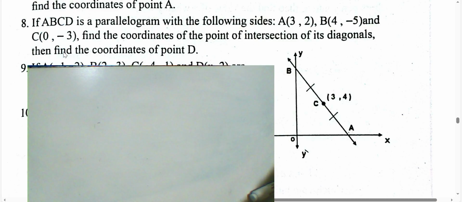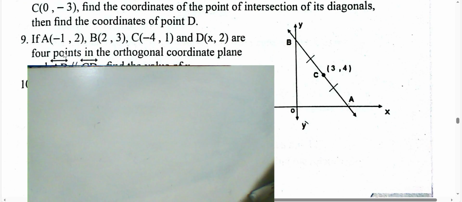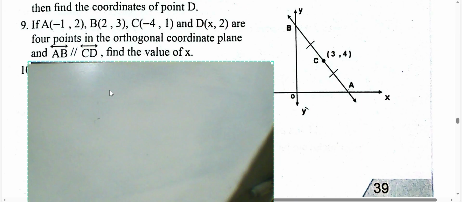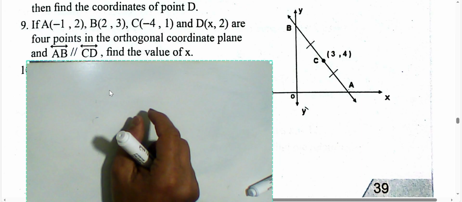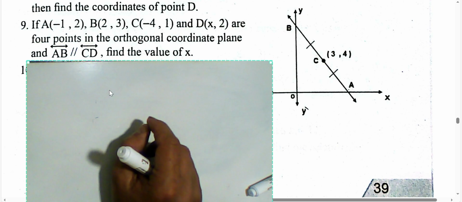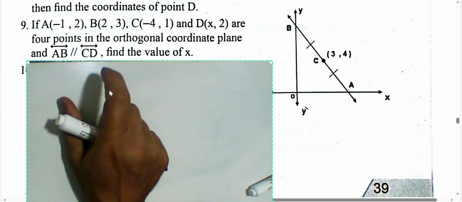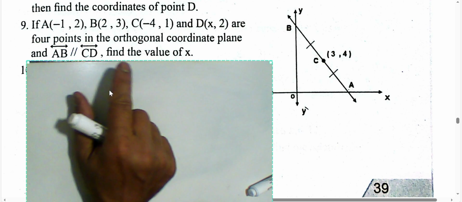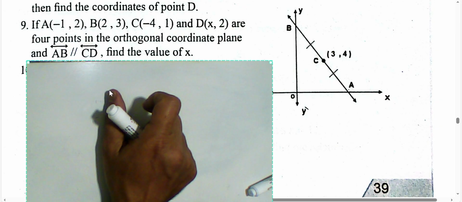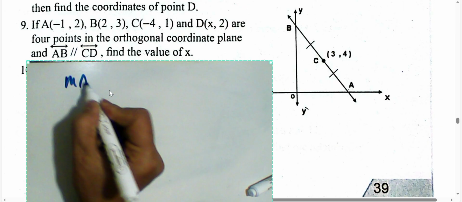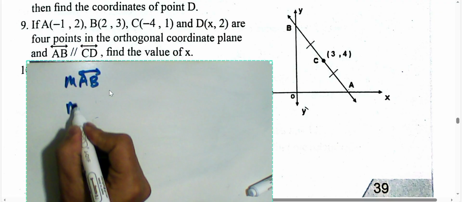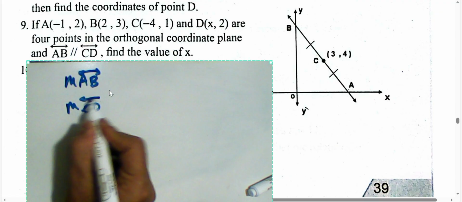Next question, number 9. We have ABCD here, 4 points with coordinates, and no, this is not a figure. He asked the opposite question. AB is parallel to CD, find the value of x. He gave me AB parallel to CD. It means the slope of AB is equivalent to the slope of CD.